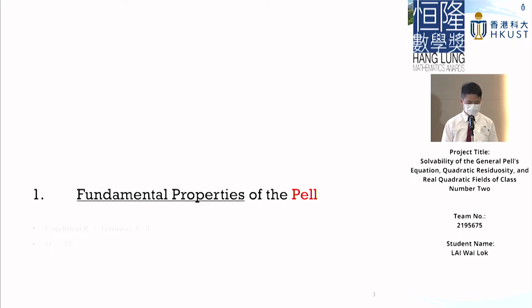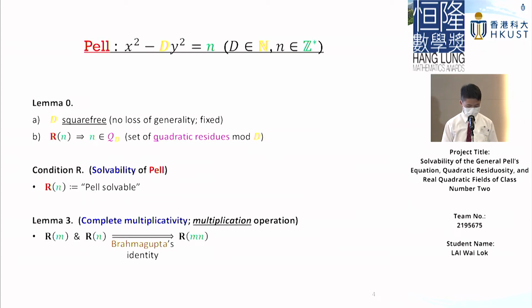My paper, Solvability of the General Pell's Equation, Quadratic Reciprocity, and Real Quadratic Fields of Class Number 2, has produced two new results of this desirable kind through using tools from both classical and algebraic number theory. The central question is, for what combinations of natural number d and integer n will the Pell be solvable in integers? I have proved a necessary condition for the Pell to be solvable.